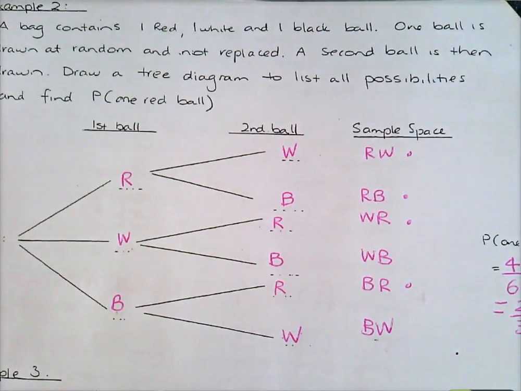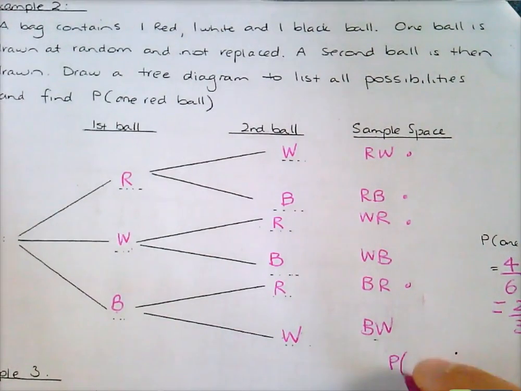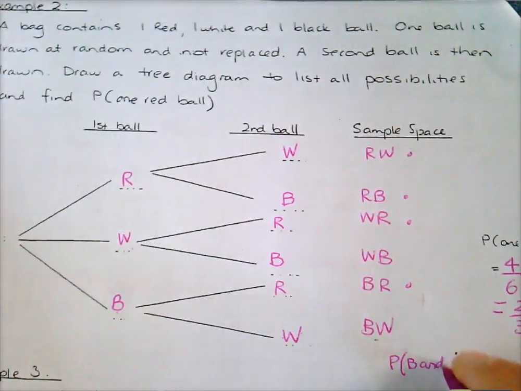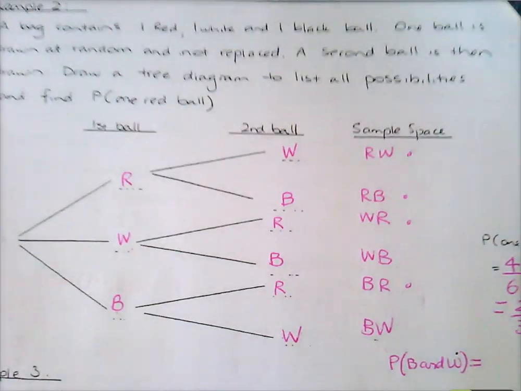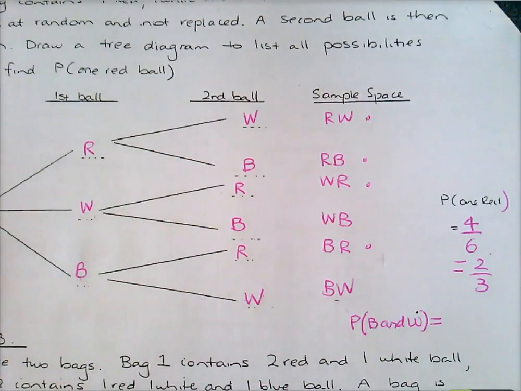Okay. What about the probability of no reds? That's easy. Okay. What about the probability of a black and a white?